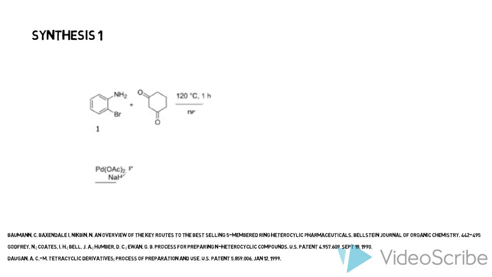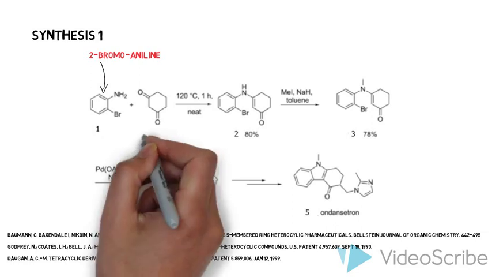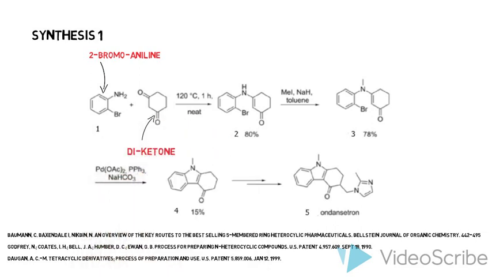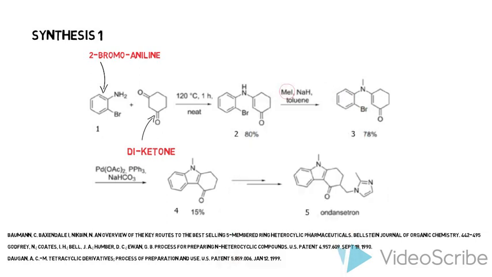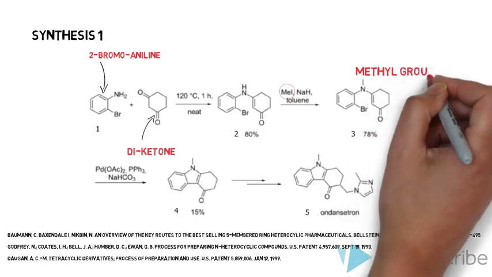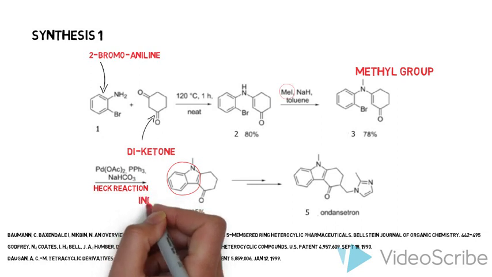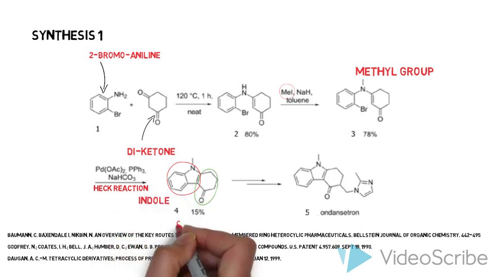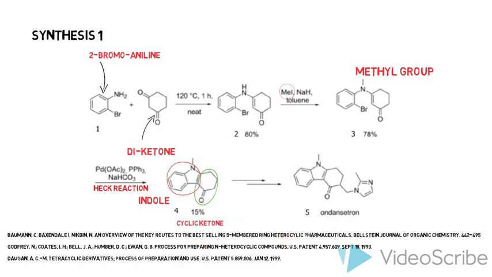Synthesis 1. A condensation reaction occurs between the 2-bromoaniline derivative and the diketone molecule, which form molecule 2, called an aromatic amine. This is carried out under heat, for example at 120 degrees Celsius. Methyl iodide is introduced as a reagent to form the methyl group on the nitrogen, and bromine is then the leaving group. An intramolecular cross-coupling reaction occurs in order to form the indole functional group, which has an additional cyclic ketone attached. Several steps are then indicated by the overlapping arrows because ondansetron wasn't created in a single step.